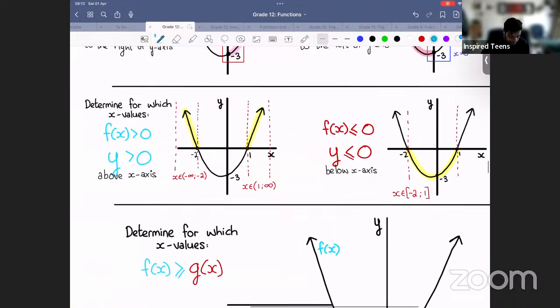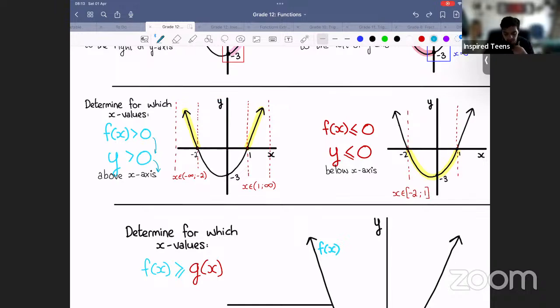Then we discuss this: determine for which x values f of x is greater than 0. Remember, we said that f of x being greater than 0 means y is greater than 0. Y being greater than 0 means that it is above the x-axis, because f of x is y. Where is y greater than 0? Above the x-axis. So that's why we highlighted those parts of the graph, because those are the parts which are above the x-axis.